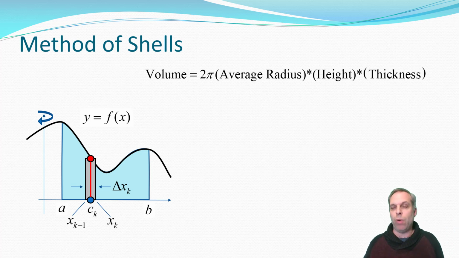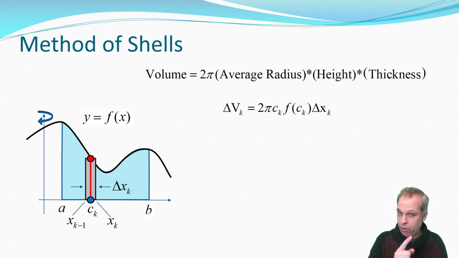So the average radius, well, that's what c sub k is, right? That's the midpoint. That's why I picked it, because it was going around the y-axis, and x values are distances from the y-axis. The height, well, that's just the length of that red segment, and that's the function at c sub k, that's one y value, minus the value of 0. So that height is just f at c sub k. And the thickness, that's just the thickness of the rectangle. So that will then be the change of x sub k.